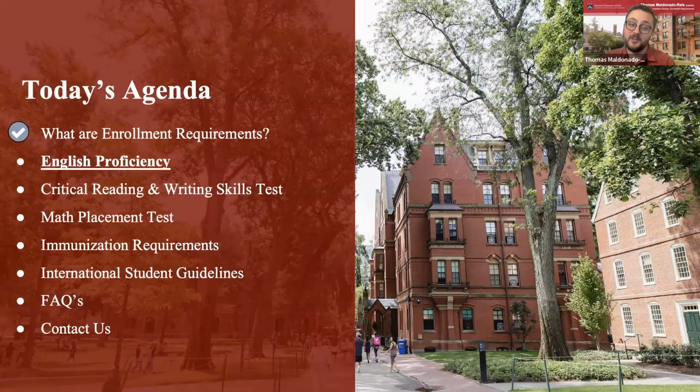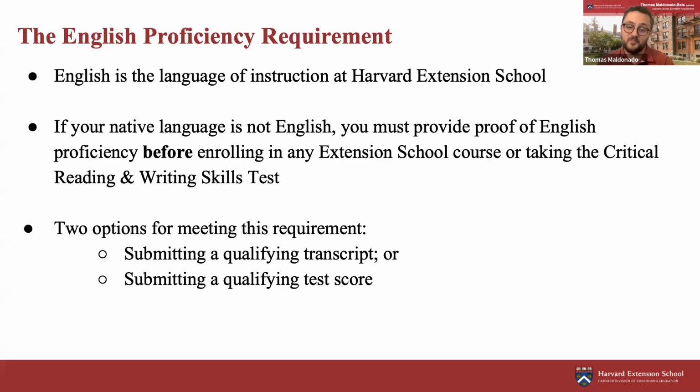The main thing to know is English is the language of instruction at Harvard Extension School. So when you are creating your student profile, if you indicate that your native language is not English, you must provide proof of English proficiency before you'll be permitted to enroll in any Harvard Extension School course, or even before you could take the critical reading and writing skills test.